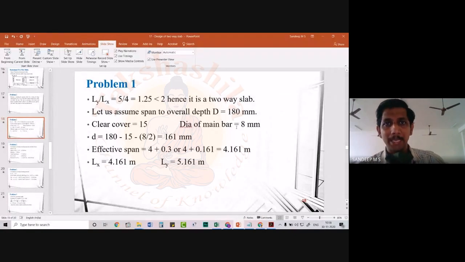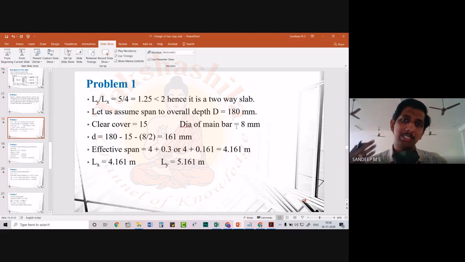Instead of that, based on the span to depth ratio given in the clause, in the initial clause, that was for simply supported, it was something like 20, and likewise you have different ratios. You just stick to that, so that you need not again worry about the total amount of steel provided and the actual requirement, and you have to again calculate Fs and finally prove it. So those steps can be avoided if you are sticking to the initial ratio.